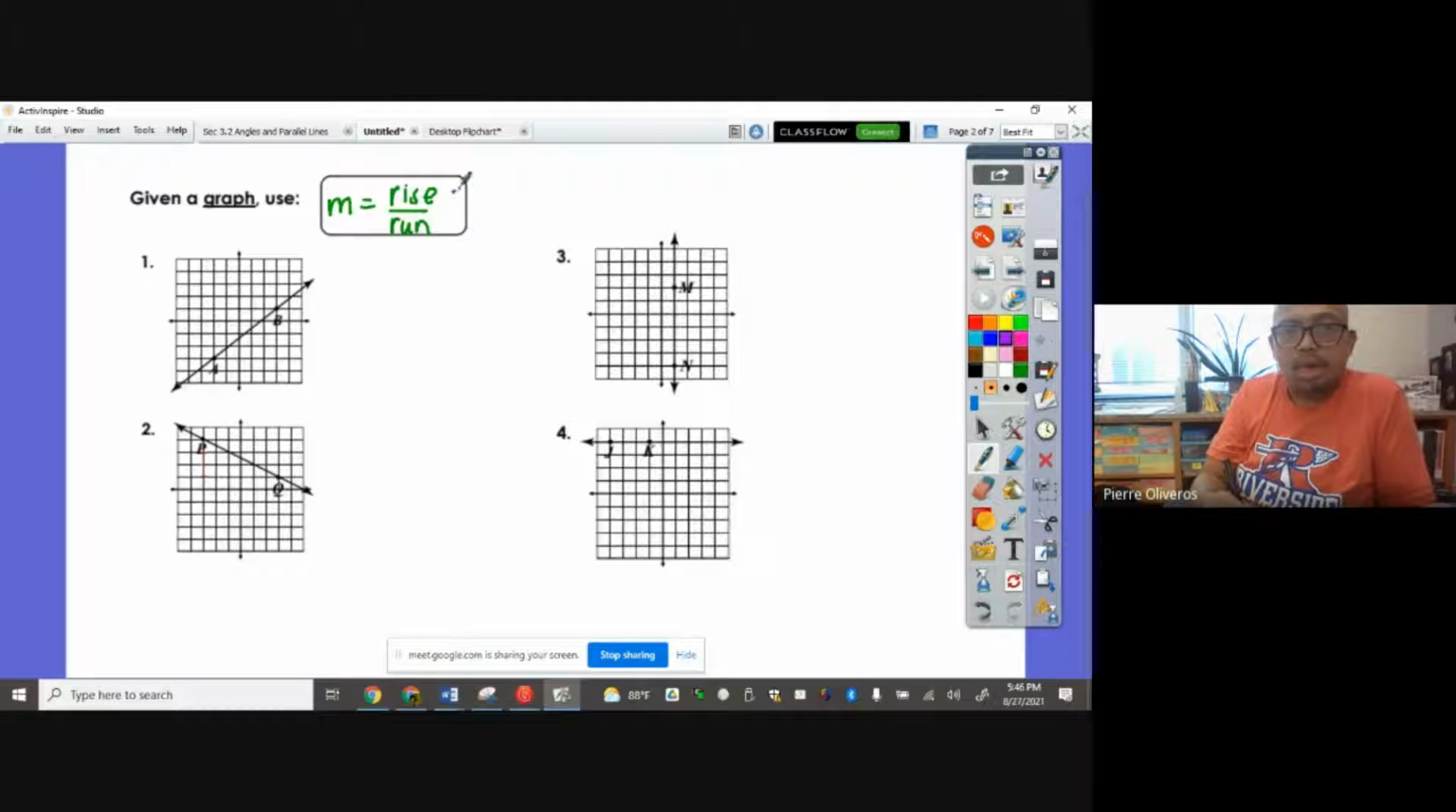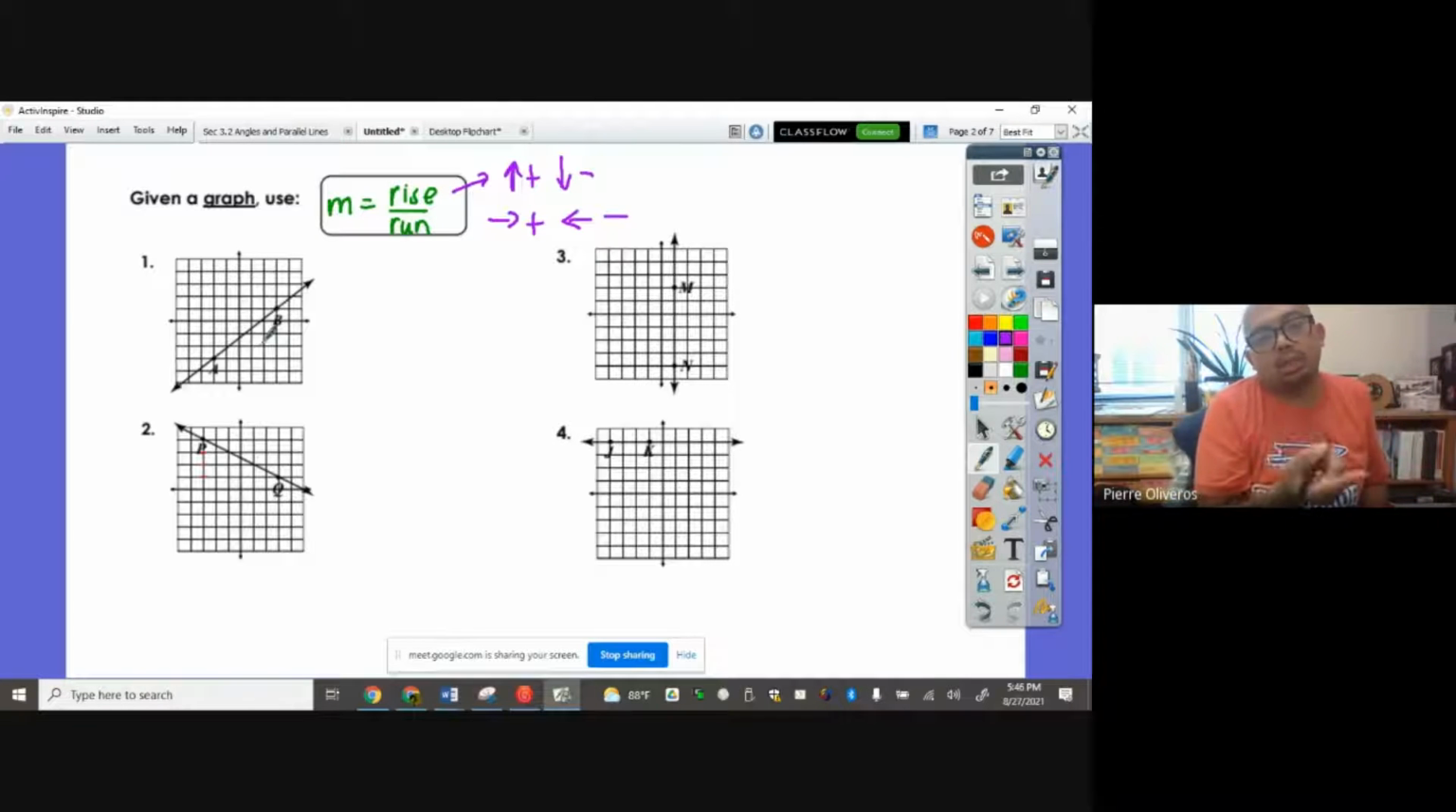Let's review. Rise is that if you go up, it's positive. When you go down, it's negative. When you go to the right, it's positive. But when you go to the left, it's negative. So I like to tell my students to start on the bottom one, so you always go up, if you're given a line that is going positive or negative, okay?